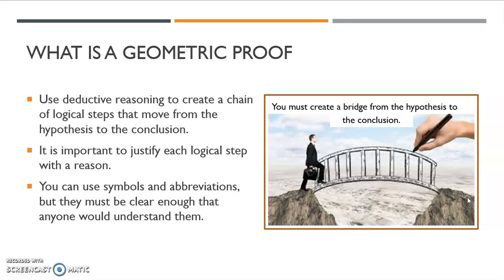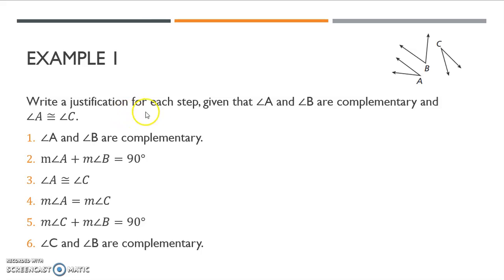So to introduce the idea of geometric proof, we're going to take a look at some steps, and we're going to try and figure out why they could say what they said. So we need to come up with reasons for their steps in their proof. It says, write a justification for each step, given that angle A and angle B are complementary, and angle A is congruent to angle C.